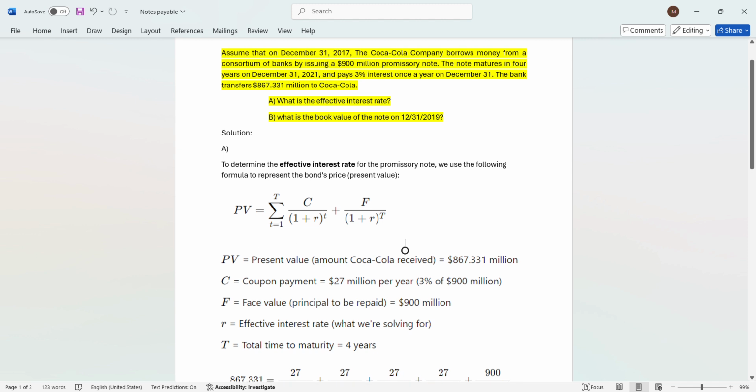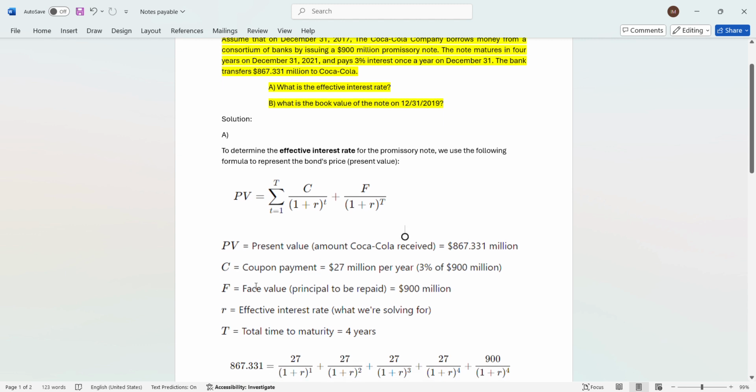For the present value, as we said, the Coca-Cola company already borrowed the amount, so 867.331 million should be our present value. The coupon payment is 3% on the face value, so our coupon payment would be 900 million times 3%, and we get 27 million per year. This is our coupon payment for each year, and our face value is 900 million.